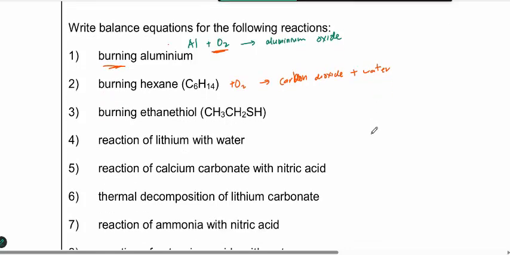And then burning this, again plus oxygen, you get the same thing, carbon dioxide, water, and sulfur dioxide.